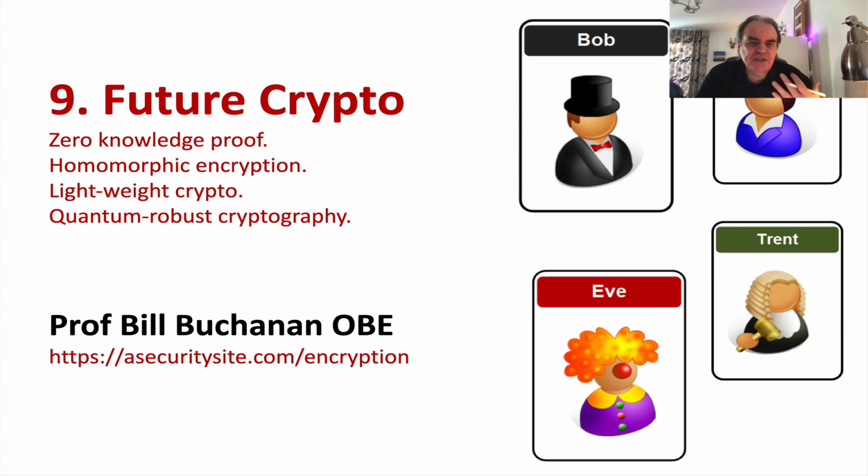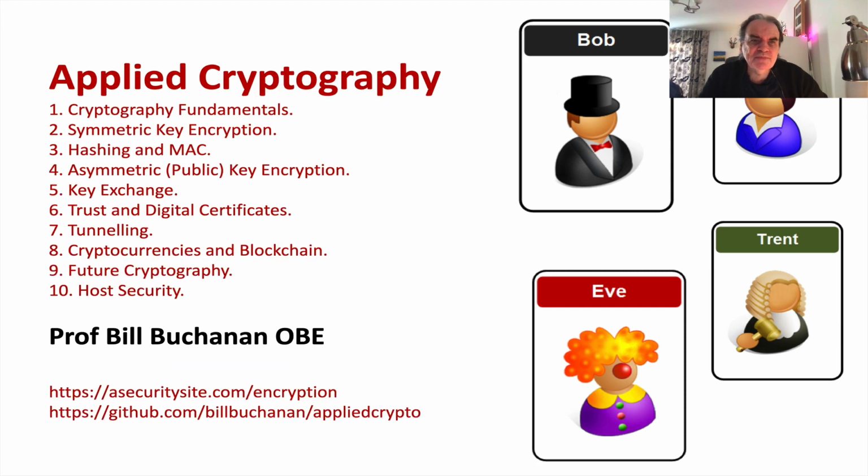So for this, we'll look at zero-knowledge proofs, how we can prove something without giving away the core data. Homomorphic encryption allows us to be able to process data without actually revealing the data contents. And lightweight cryptography allows us to be able to run cryptography or encryption on fairly limited devices. And then when quantum computers come along and where they can crack our existing public key methods, we'll have a look at some of the quantum robust cryptography methods that might be used to replace these existing methods.